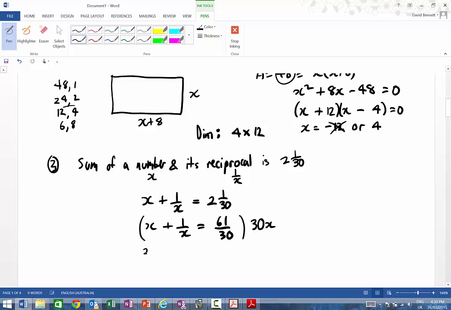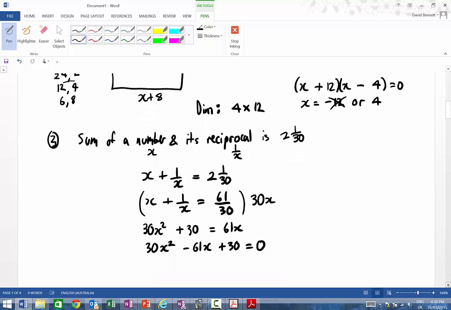So that will leave me with the first term, 30x squared. The next term, the x is going to cancel out, and that will leave me with plus 30. And then the last term, the 30 is going to cancel, and that will leave me with 61x. Alright, the next thing I need to do with this equation is to write it with everything on one side. That 61 is going to come across and become minus 61x plus 30, and that's equal to 0. So I'm going to factorise that.